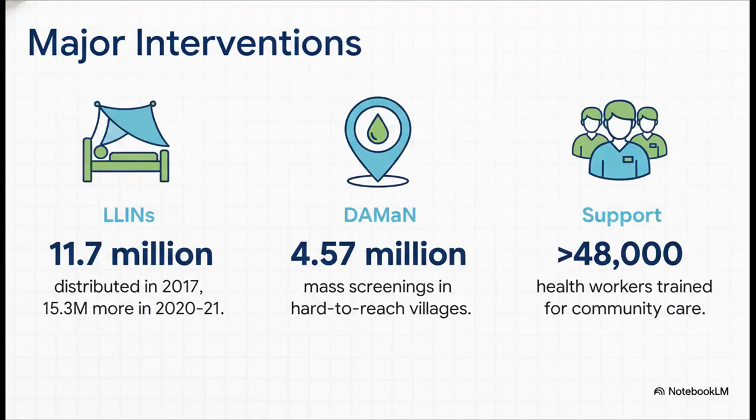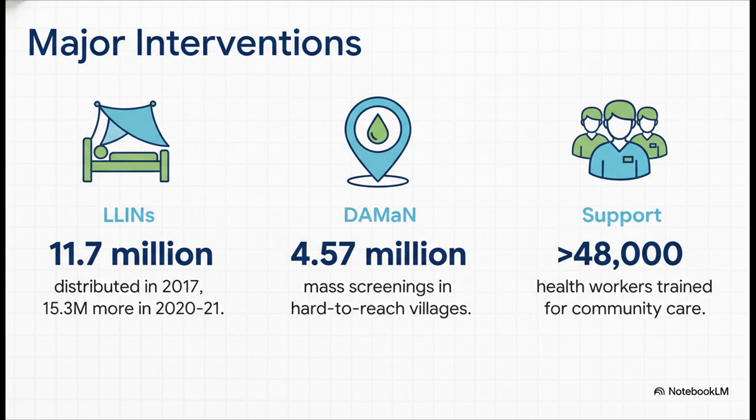Major interventions in Odisha include long-lasting insecticidal nets. 11.7 million LLINs were distributed in 2017. Replenishment and additional coverage accounted for 15.3 million in 2020-2021. Durgama Anchalare Malaria Nirakaran.